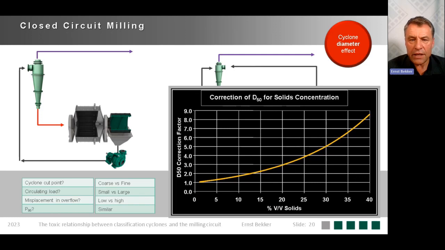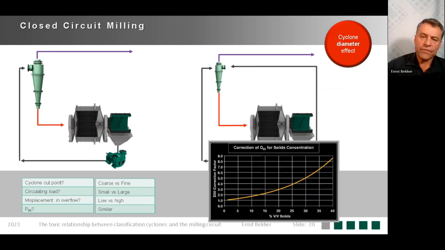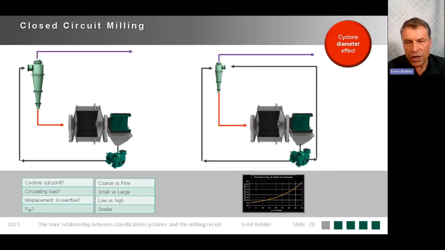That is then the relationship between the feed solids concentration on the x-axis and the cut point correction factor. And we can see as the feed solids concentration increases, the cut point increases. So looking at a small cyclone to improve a situation on a mill circuit, which is the result of something else, is dangerous. And it may actually just backfire and produce the opposite effect.